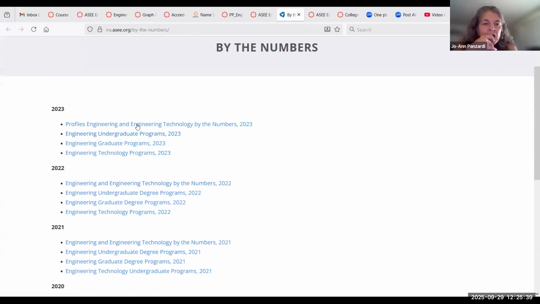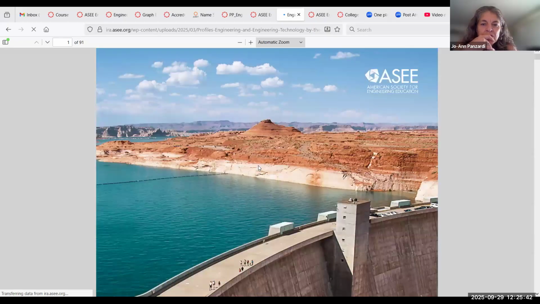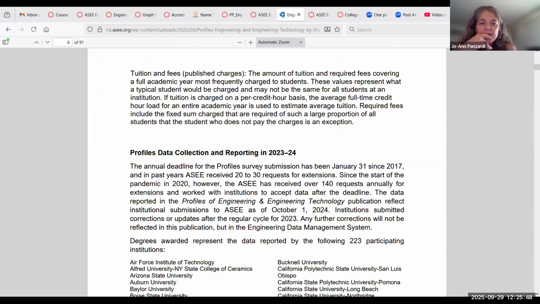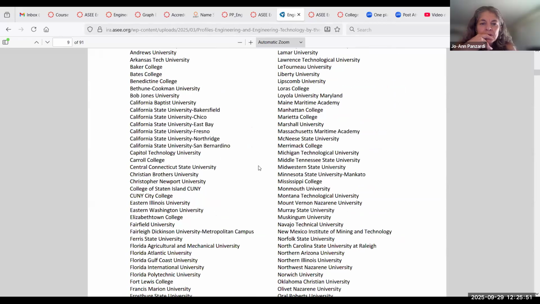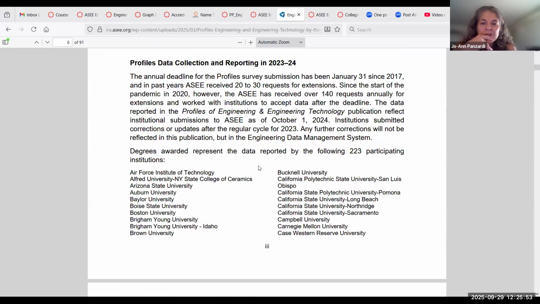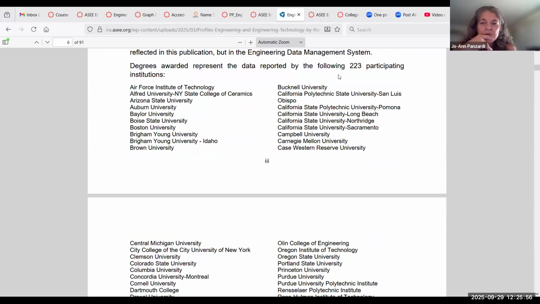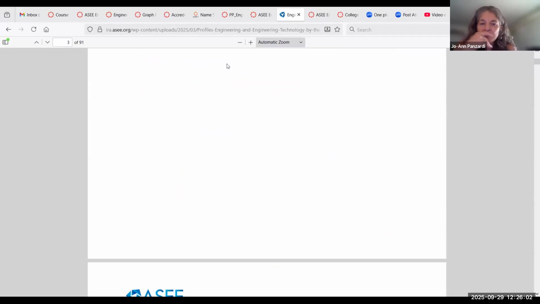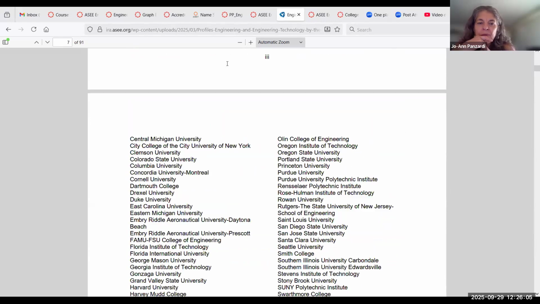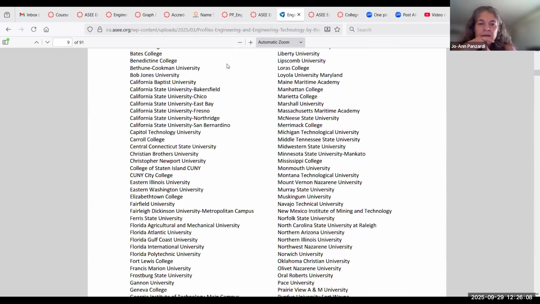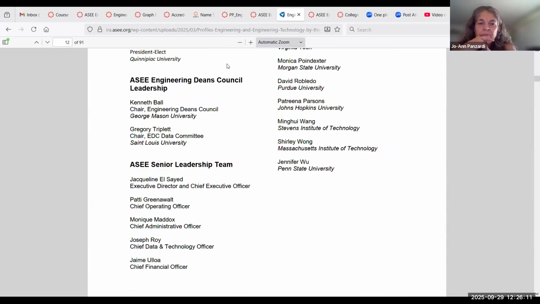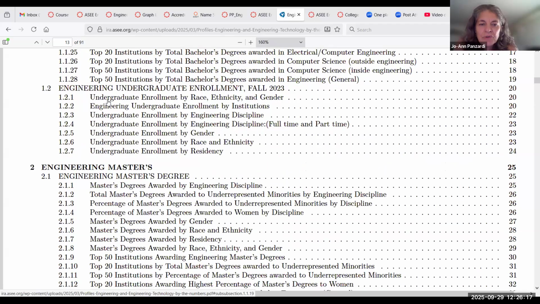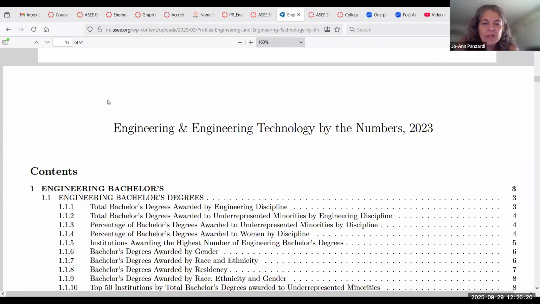So let's see. Profile engineer by the numbers. And let's look at the table of contents. Oh, so these are all the universities that participated. So it's 223 universities participated in 2024 for the 2023 data. And now let's take a look at the table of contents. So they have information about a bachelor's degree, a master's degree, a PhD, and even faculty, but we're only going to look at the bachelor's.